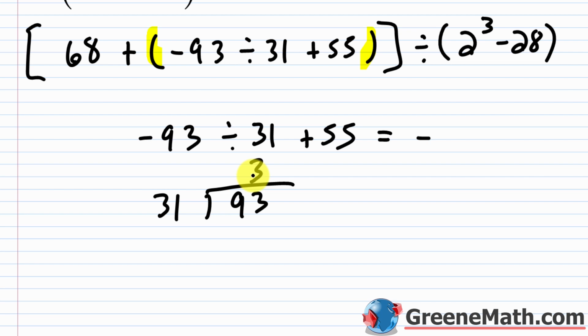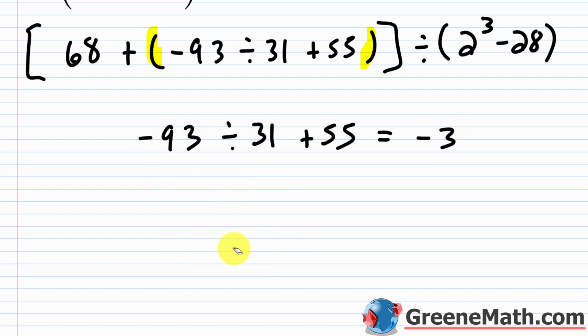31 times 1 is 31, 31 times 2 is 62, and then 31 times 3 would be 93. So you basically have to use multiplication there. So 3 times 31, as I just said, is 93. Subtract here, you get 0, so there's no remainder. So this would end up being negative 3, right? So negative 93 divided by 31 is negative 3.